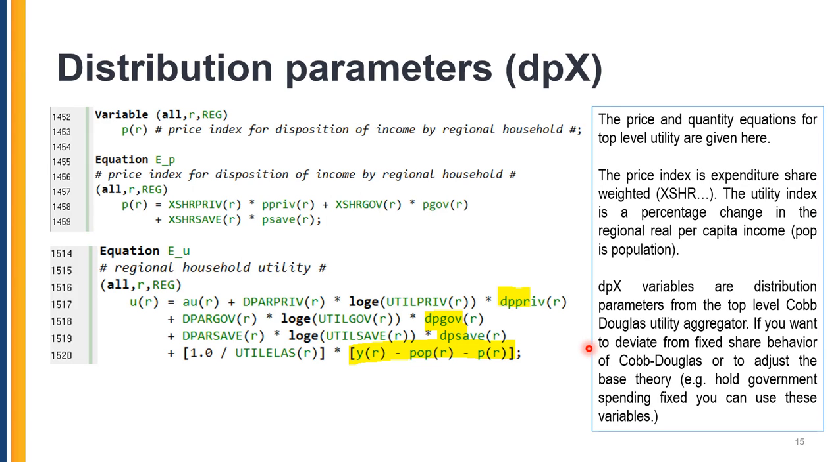Okay, we had another series of variables there that we saw, starting with DP, and that was dp_gov, dp_save, dp_priv, and those are the distribution parameters from the Cobb-Douglas utility function. So if you write a Cobb-Douglas utility function, it has these sort of scale parameters or distribution parameters that are not part of the substitution, not the sort of exponent, if you will.